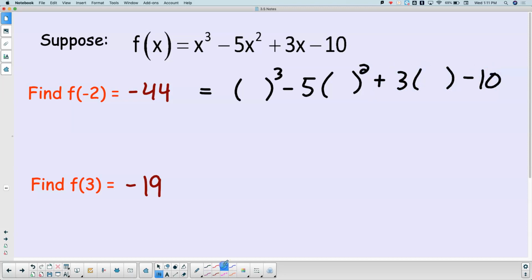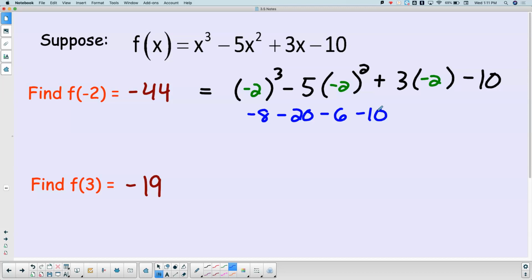And then we're going to say negative 2, negative 2, negative 2. So negative 2 cubed is negative 8. Then negative 2 squared is 4, times negative 5 is minus 20. And then that's minus 6, and then minus 10. Negative 8 minus 20 is negative 28, minus 6 is negative 34, and then minus 10 is negative 44. Boom, done. All right, love it.